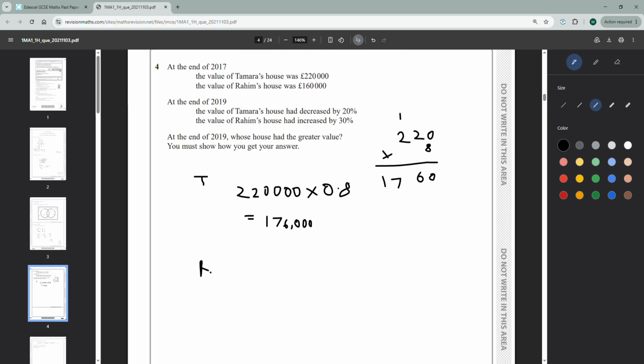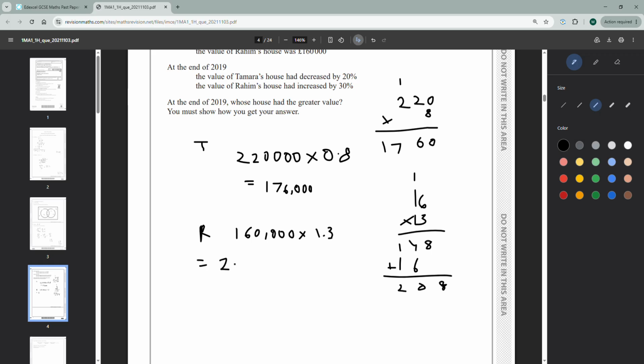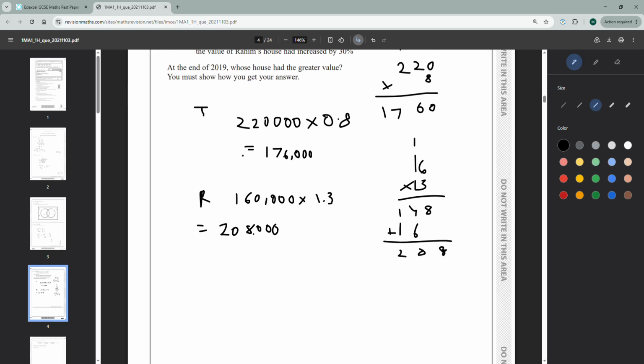Okay, and then the next one is going to be Rahim. So Rahim is going to be 30%, so that's our multiplier. It's going to be 160,000 times 1.3. And then what's that going to be? Alright, let's see. 16 times 13. So 8, 1, 4, 6, 1. Add that together. 8, 0, 1, 2. Okay, we got 208, so that's going to be 208,000. So from this we can see that Rahim has a greater value.